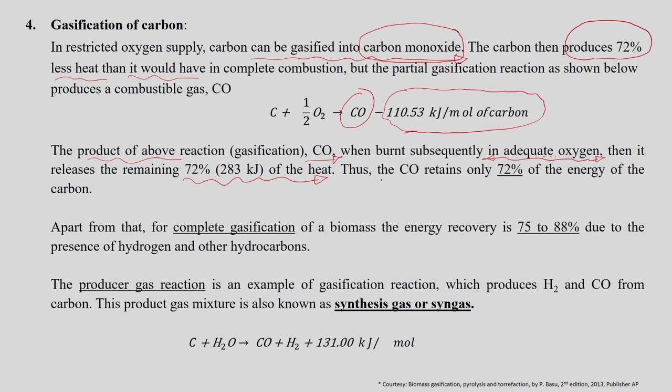As a result, the CO retains only 72% of the energy of the carbon. So, if you take the summation of this energy, that is the heat released during the combustion of CO as well as the heat released during the conversion of the carbonaceous material into carbon monoxide, this is equivalent to a complete combustion of the carbonaceous material, which is equivalent to 393 kilojoules of heat released by burning the carbonaceous material, that is, per mole of carbon burned in the gasification chamber.